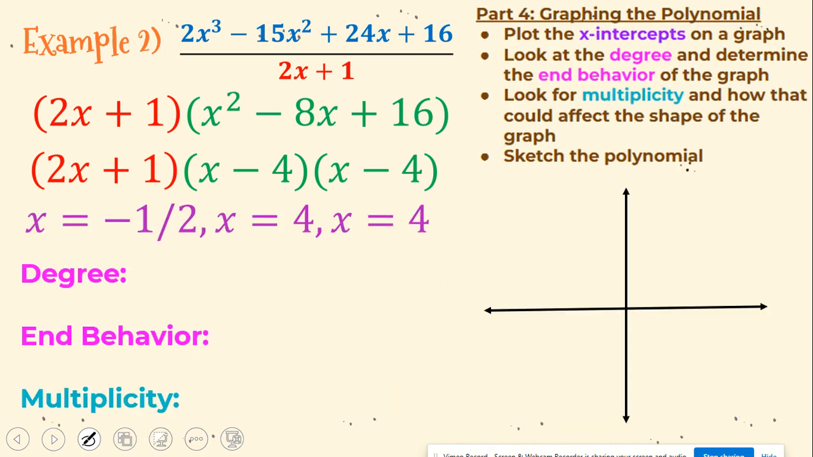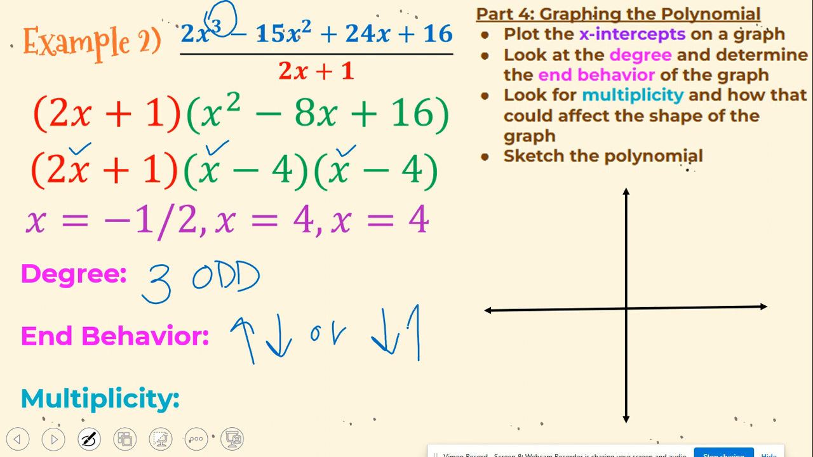Now that we've got our polynomial written in factored form, we set our factors equal to 0, and we have our x-intercepts, we're ready to draw a quick sketch. So, first things first, we have to figure out the degree. What is the overall degree of this polynomial? I can look at standard form and it's the highest exponent of 3, or I can look back at factored form and count the number of x's. 1, 2, 3. 3 is odd, which means my end behavior is going to be opposite. It's either going to be up, down, or down, up.